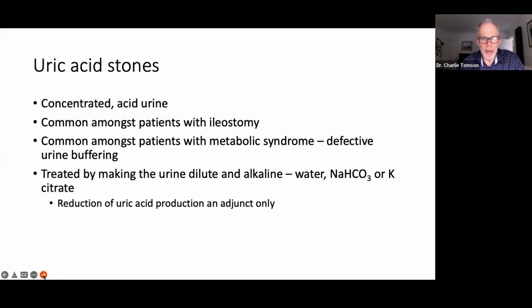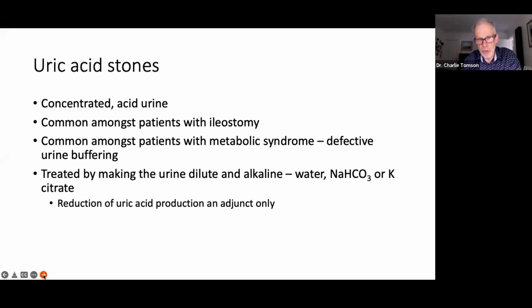We don't know why that is. Well, I don't know why that is, and I've never read a paper explaining why it is. And I think it's still a topic for active research. But it's a matter of fact that people who are morbidly obese are likely to have very acid urine. And very acid urine is the most important risk factor for uric acid stones for reasons that I'll show you in just a minute. So the treatment is by making the urine dilute and alkaline.